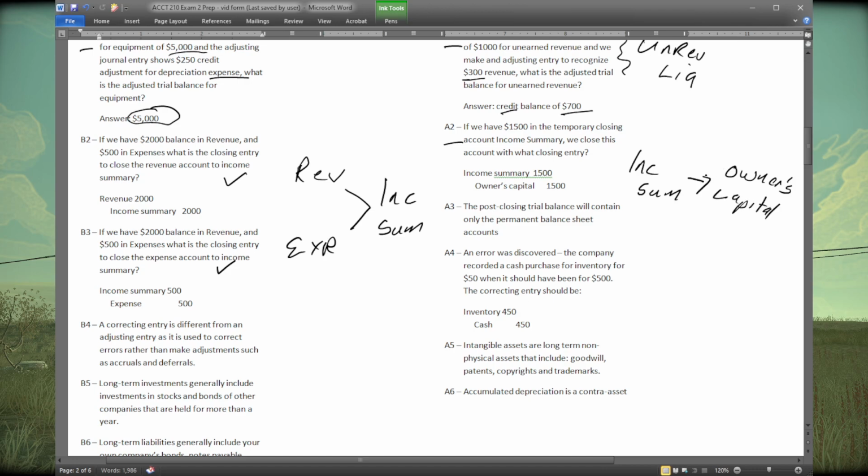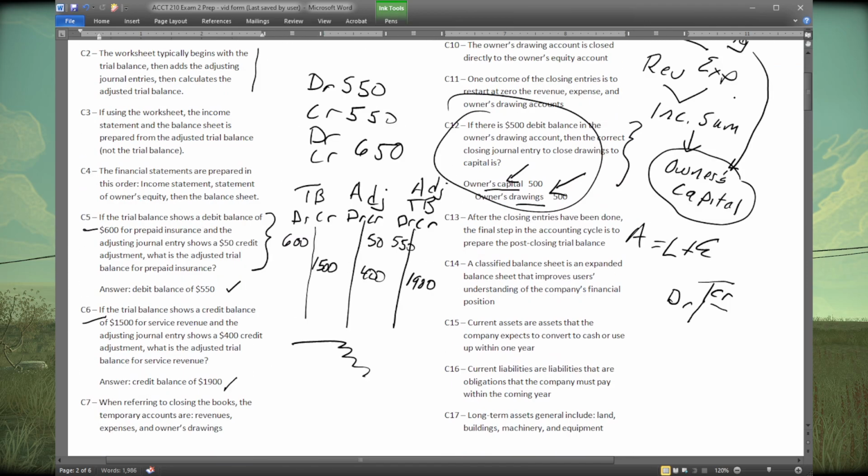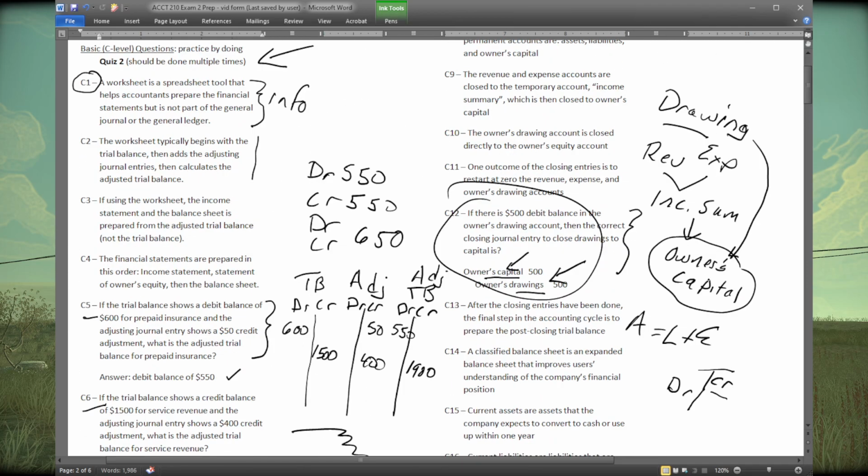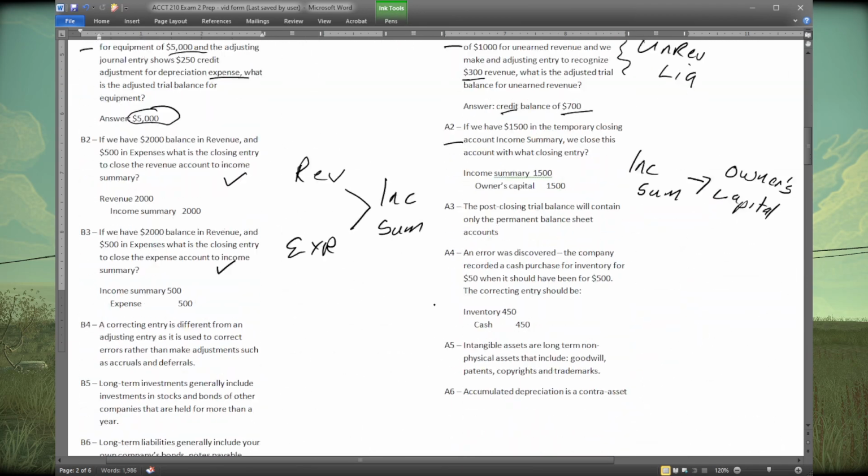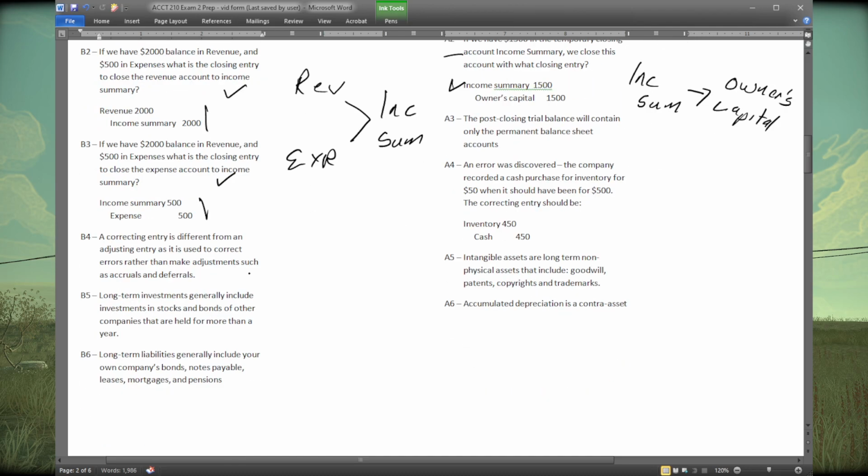The most basic understanding is to know that the drawings get booked to owner's capital directly. But here I've got a series of B and A level questions that do the rest of the process, booking the revenue and expenses to income summary. And you can see what the correct journal entries are here, here, and here. Some of these other ones are just more informational, so you can read these as knowledge questions.